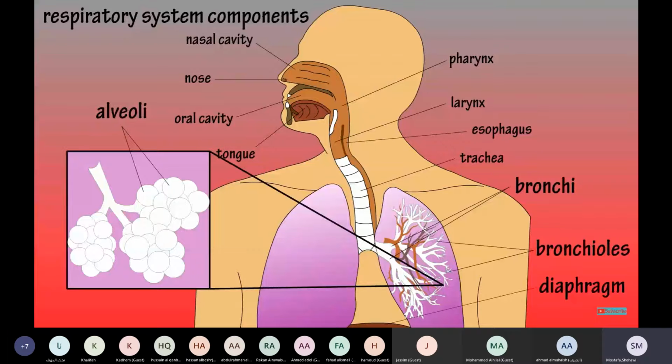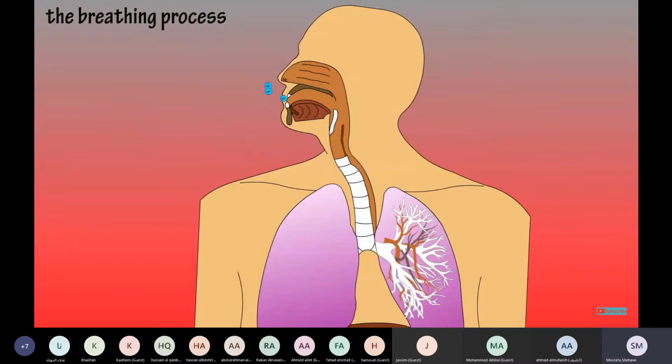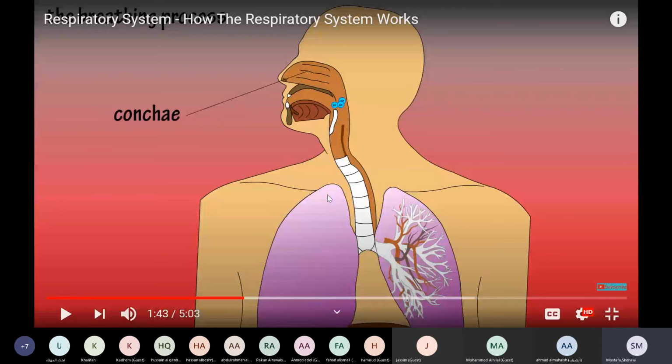Now let's go through a very basic look at what happens during the breathing process. So air is breathed in through the nose or mouth. When it enters through the nose, it gets spread out by these shelf-like things here called conchae. The conchae help humidify the air and trap some inhaled particles. They also warm the air and filter it from microbes. The air next passes through the pharynx and enters the trachea.